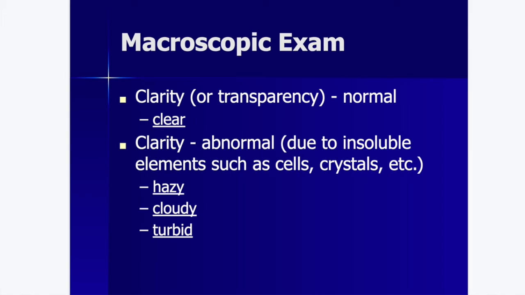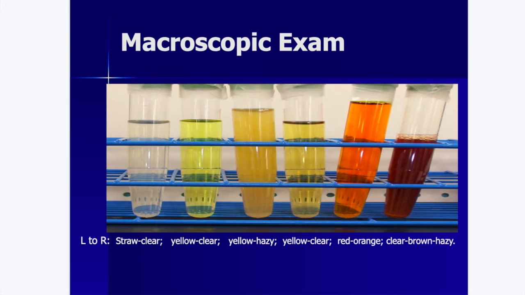Those would indicate abnormalities. It could be cells in the urine sample, crystals, different things like that. We'll look at some of the sediments that could be in urine. Okay, so from left to right, just looking, you would have straw, and it's clear. You can see through it.